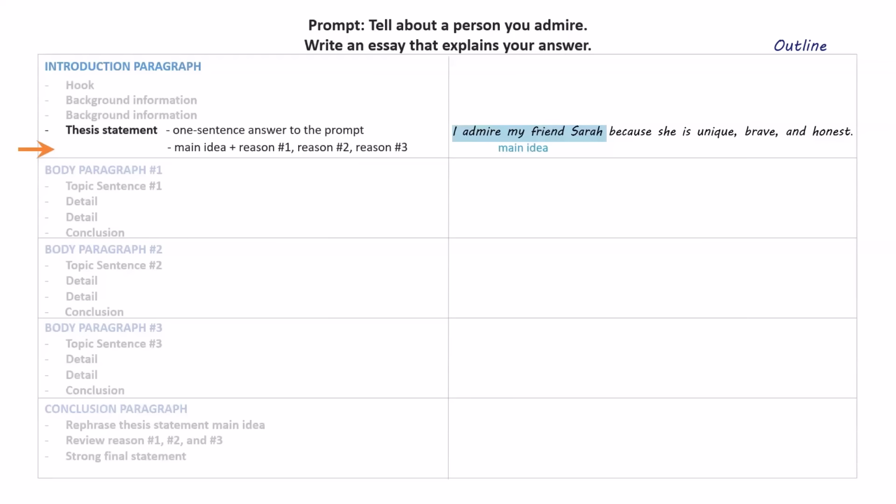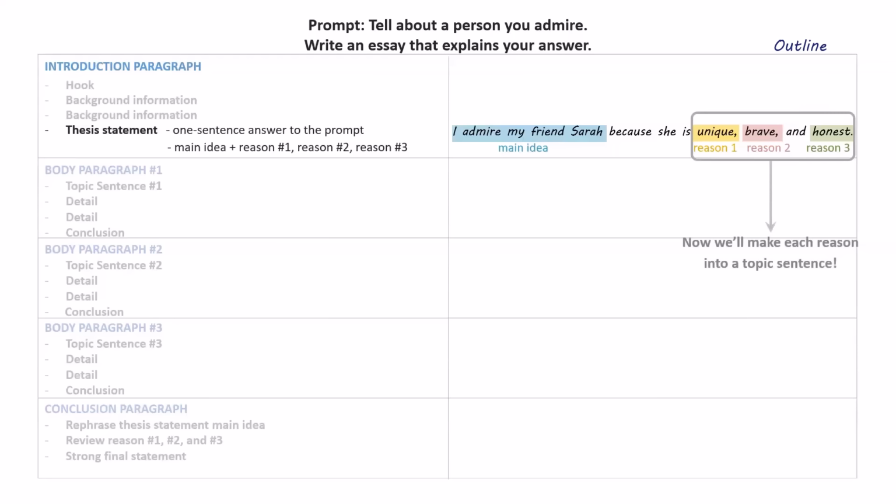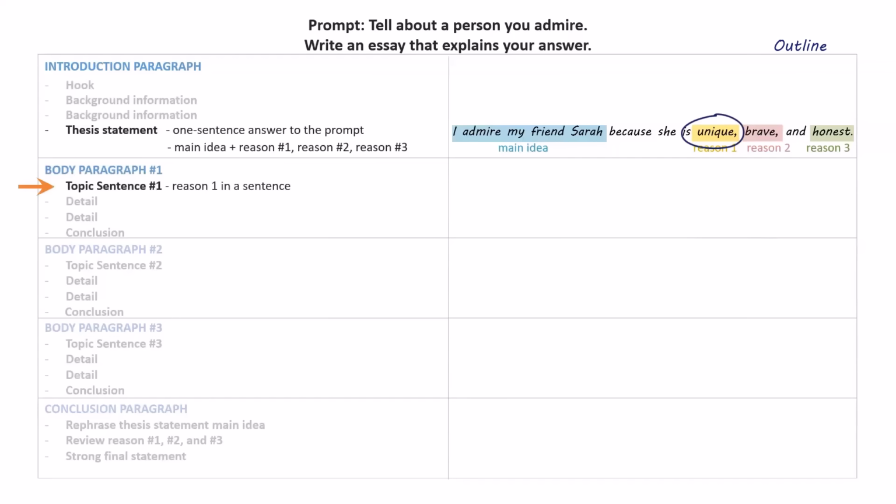Reason number 1 is that she's unique. Reason number 2 is that she's brave. And reason number 3 is that she's honest. Now, I'll discuss each of the 3 reasons in the essay body paragraphs. To do this, we make each reason into a topic sentence. Let's start with reason 1 and body paragraph 1. Reason 1 why I admire Sarah is because she's unique. Let's turn that reason into a topic sentence for body paragraph 1. Sarah is a unique individual.